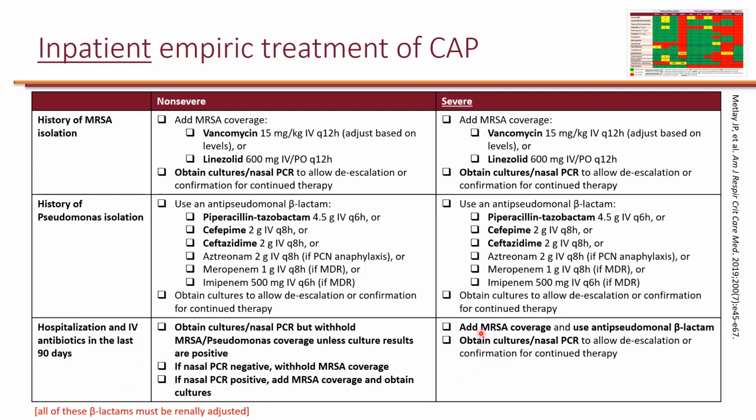Now, for severe, you don't want to do that because of the increased risk of mortality. So, you get the culture and nasal PCR, but you actually go ahead and add the MRSA coverage and anti-pseudomonal beta-lactam while you wait for the results. So you do not want to wait for the results to start these agents because of the increased risk of mortality. But for non-severe, you can actually take a watchful strategy. So, as long as the patient is stable and improving, you just wait for the culture results to come back. But you do start antibiotics for the usual pathogen. So you do start your ceftriaxone and azithromycin if you need to.